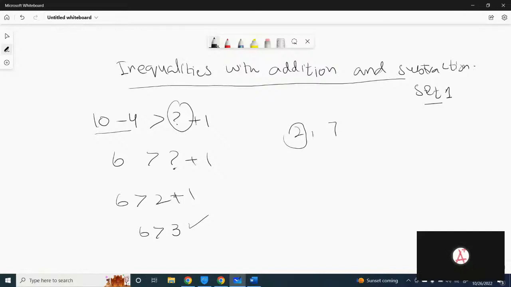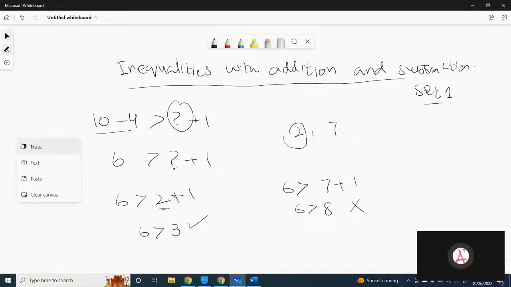Let's check the other one. Just replace the missing number with 7. It would be 6 greater than 7 plus 1. So it is 6 greater than 8. Is 6 greater than 8, yes or no? No, false. That means the first option is the correct one. 2 is the number that is missing from here, because when you put 2, the inequality remains true. That would be 6 is greater than 3. Got it? That means the correct option is 2.